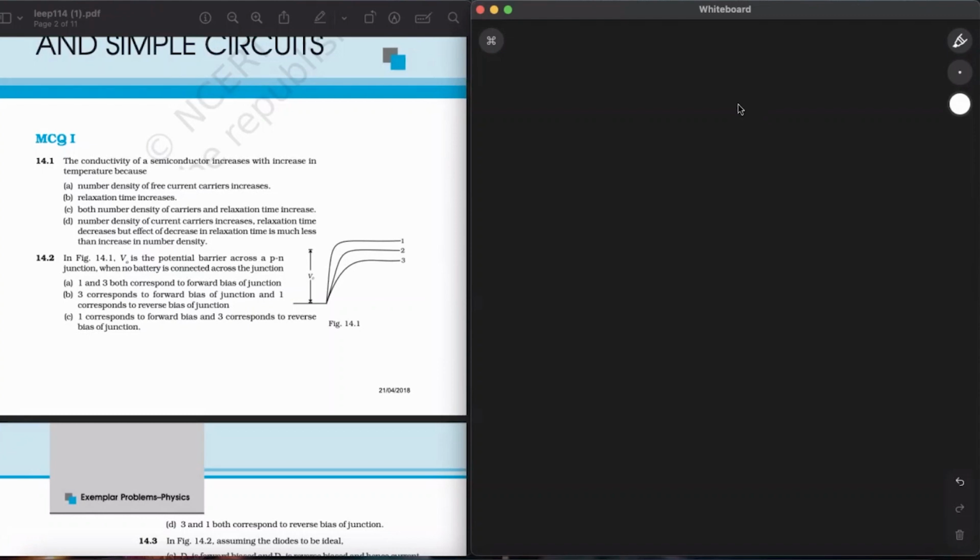So the first question is: the conductivity of a semiconductor increases with increase in temperature because the number density of free current carriers increases. Okay, this is option 1. Relaxation time increases, option 2. Both number density of carriers and relaxation time increase. Now option D says that the number density of carriers increases, relaxation time decreases, but the effect of decrease in relaxation time is much less than the increase in number density. So option D is correct.